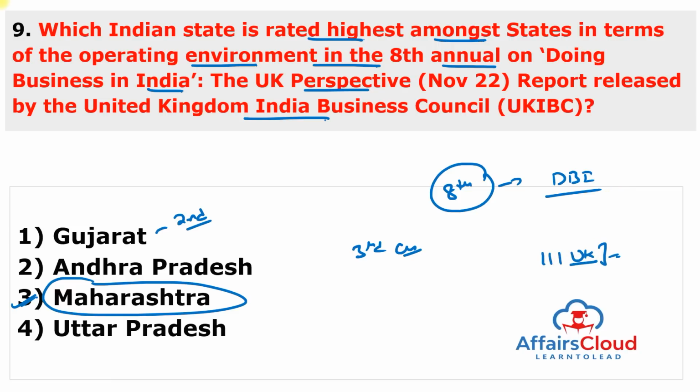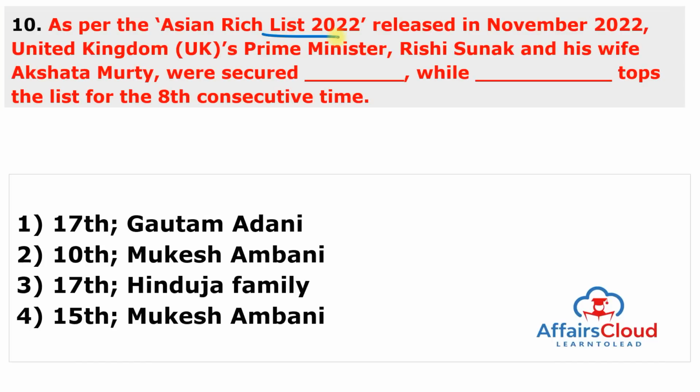Moving to next question. As per the Asian Rich List 2022 released in the month of November 2022, United Kingdom's Prime Minister Rishi Sunak and his wife Akshata Murthy were secured dash, while dash tops the list for the 8th consecutive time. What is the rank of Rishi Sunak and his wife Akshata Murthy in the Asian Rich List 2022? And the rank is 17th. And dash person tops the list for the 8th consecutive time. This is Hinduja family. So answer of this question is 3.